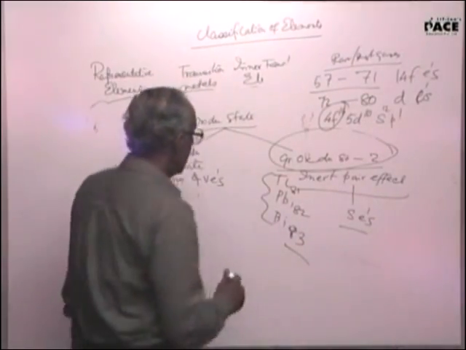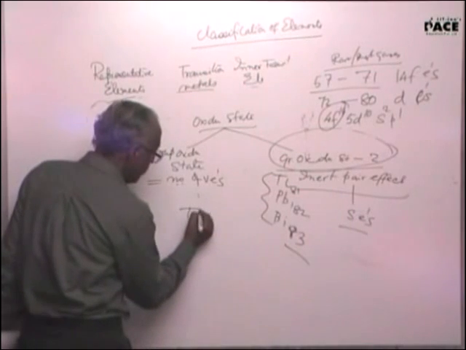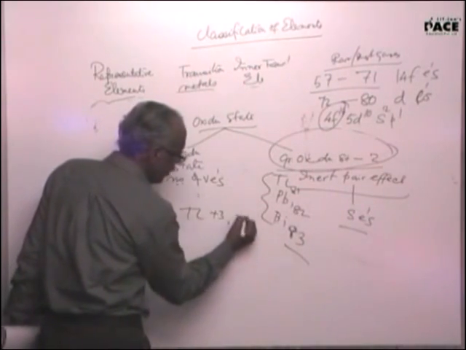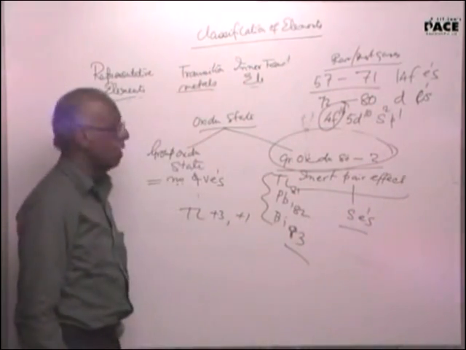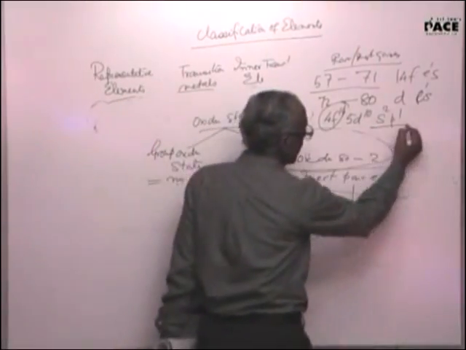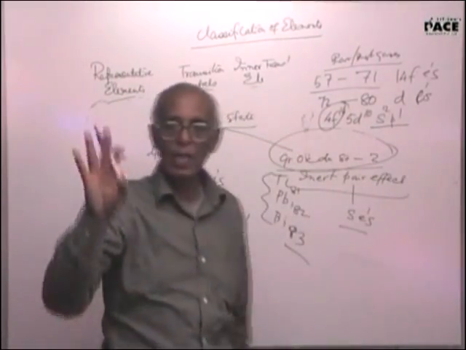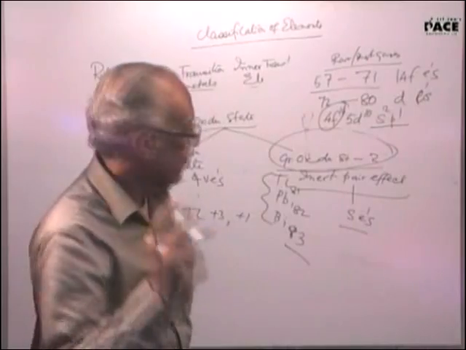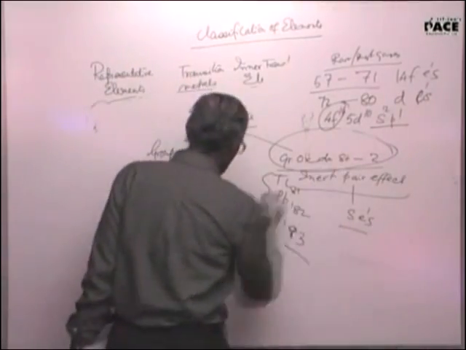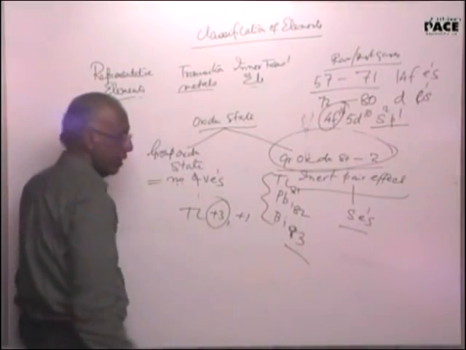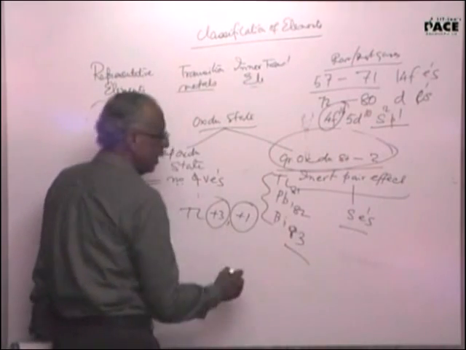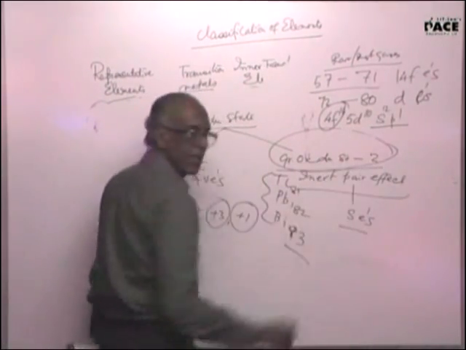So thallium will show +3 as well as +1, because thallium has s2p1 configuration. It has 3 valence electrons. When it shows +3, it shows the group oxidation state. When it shows +1, it shows the group oxidation state minus 2.